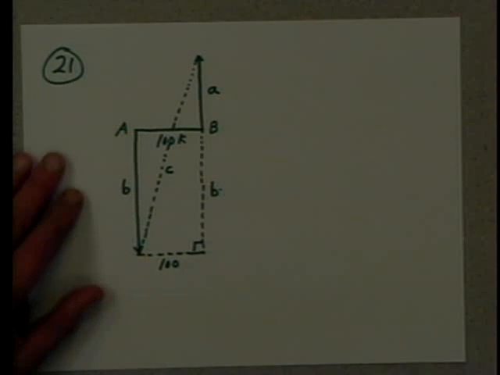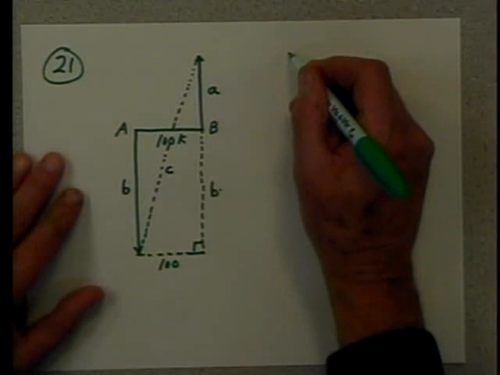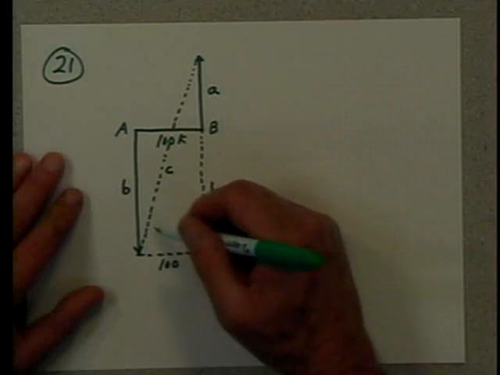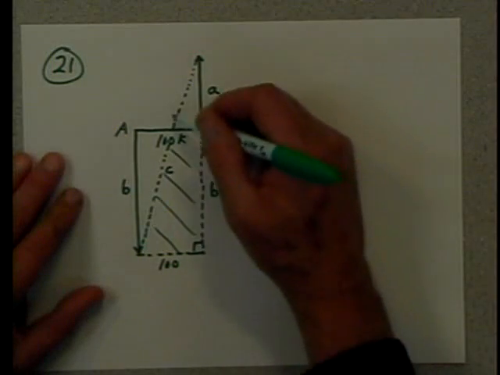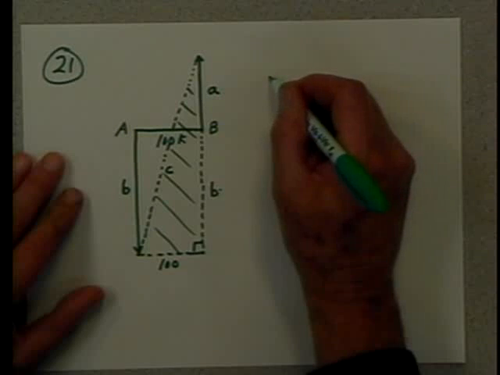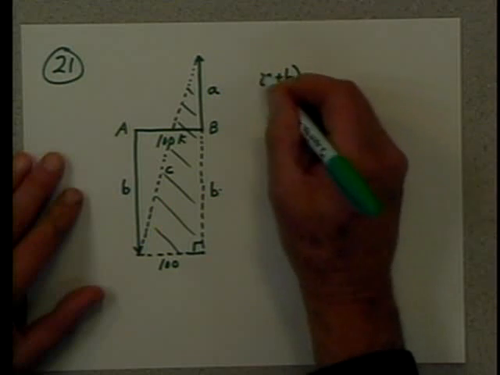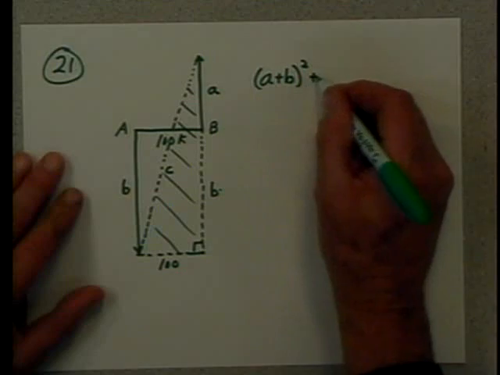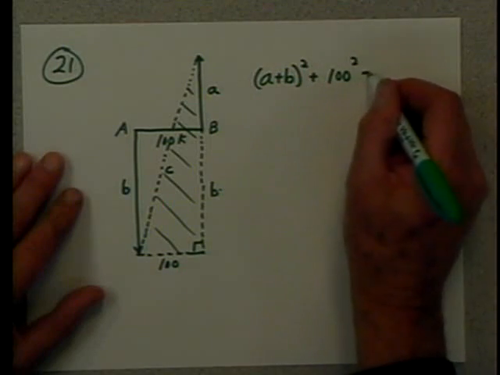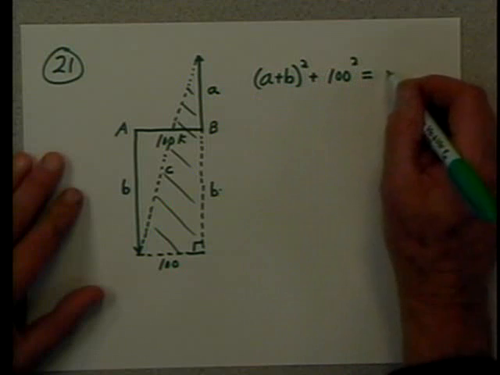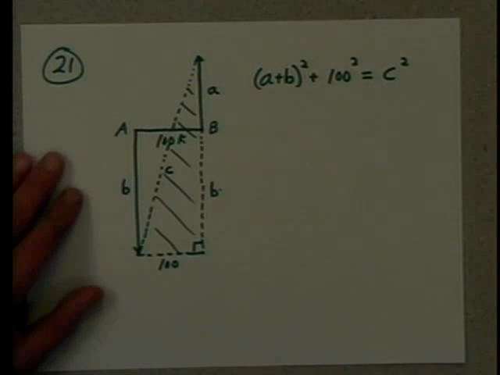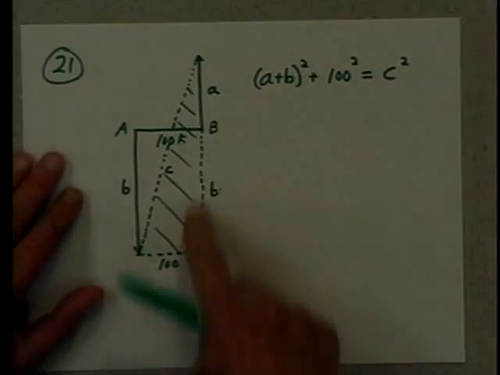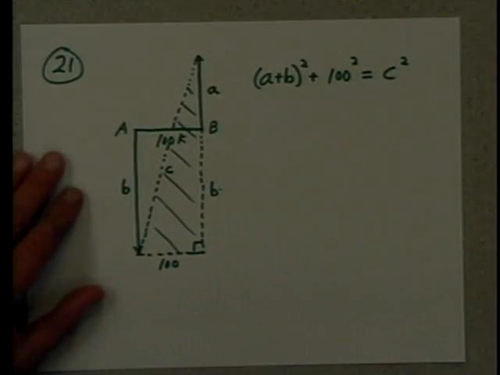Okay, now can you make an equation that involves A, B, and C? I'm using this triangle right here. Okay, A plus B, the quantity squared, plus 100 squared has to equal C squared. So in geometry class, we added a few lines so you have a nice big right triangle you can use Pythagorean theorem on.